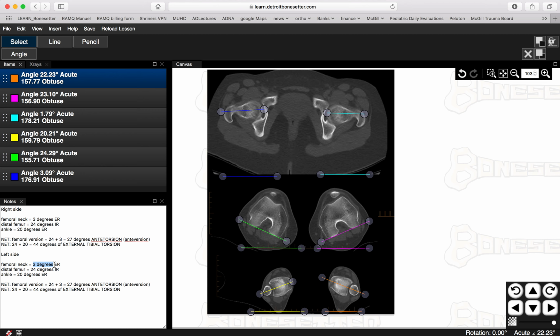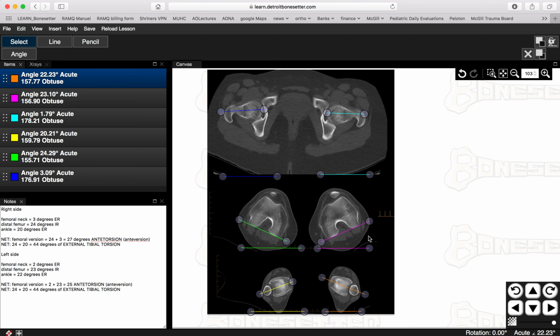Okay. So for the femoral neck, we have in turquoise, we have 2 degrees of external rotation. Distal femur in purple is 23 degrees of internal rotation. At the ankle, in orange, 22 degrees. So the femoral version for this patient, again, we're going to have to externally rotate this by purple, 23 degrees to make them flat. This is already at 2 degrees externally rotated, so it's going to be 2 plus 23, so it's going to be 25 degrees of antetorsion.